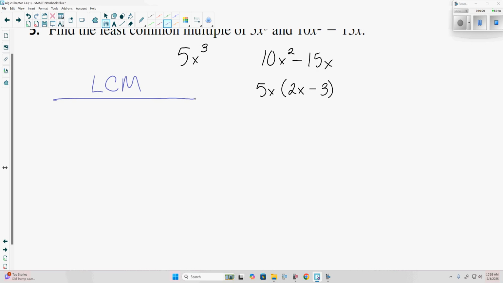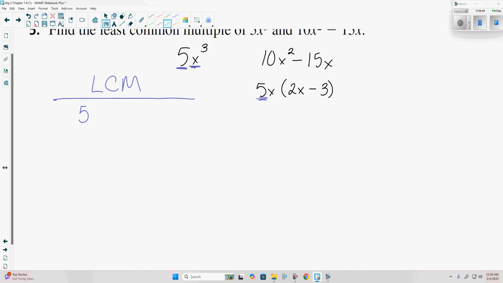Least common multiple. Okay, I'm going to start with 5. This one has how many 5s? 1. This one has how many 5s? So how many do we need in the least common multiple? 1. Okay.